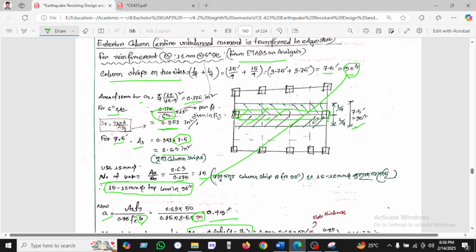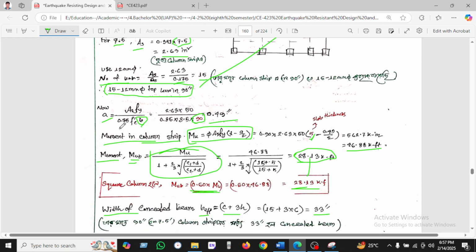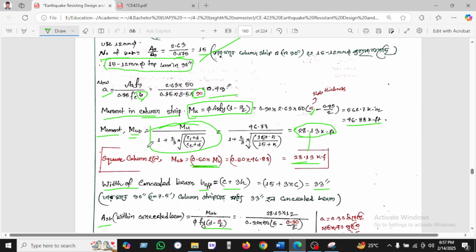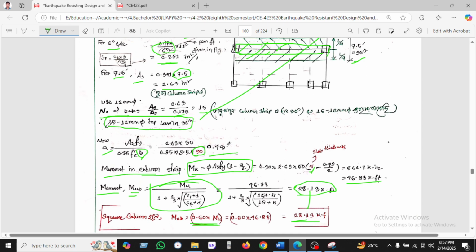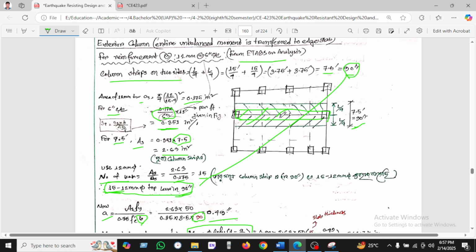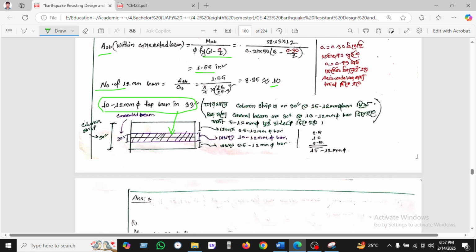But in the column strip we have found how much? Let me see. This is the 12 mm bar, number of bars 15, we have found in 19 inches. On the other hand, we have seen the concealed beam. We have used the 10 bars within the concealed beam.